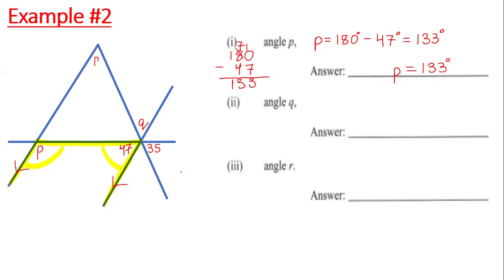All right. So the reason is, what do we know about 47 and this angle? They are vertically opposite to each other. So 47 and this angle are vertically opposite. And 35 and this one are vertically opposite as well. And so they are equal. So if this is 47, this must be 47. If this is 35, that must be 35.